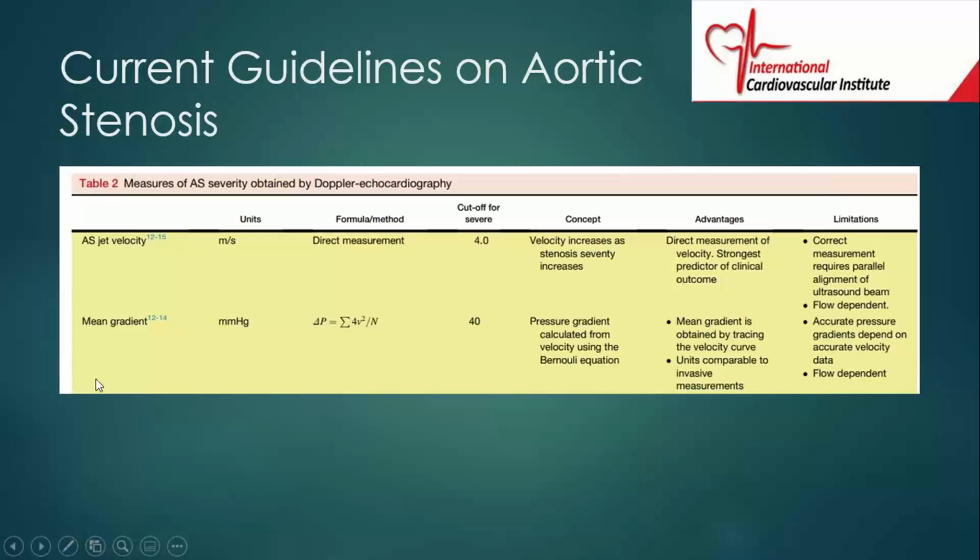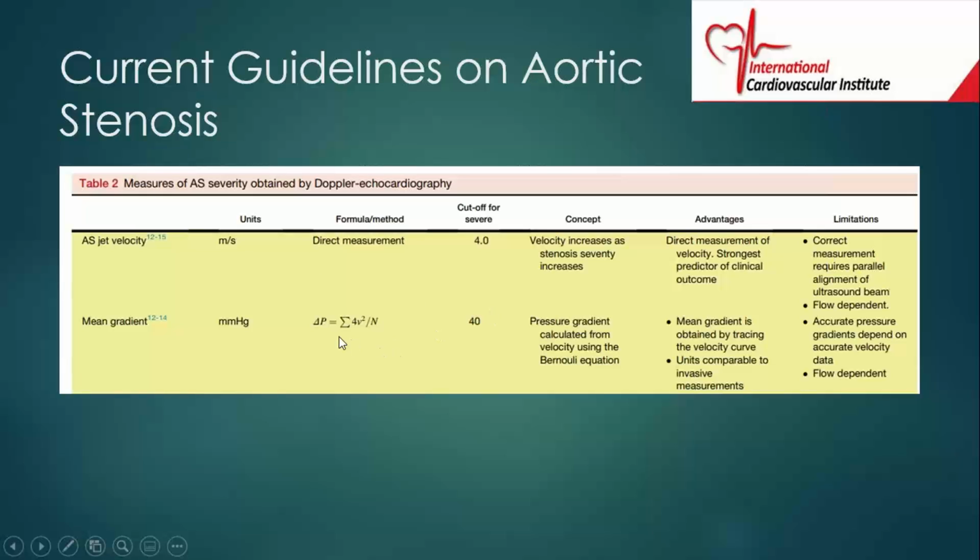Then we look at the gradient and the mean gradient, and as we explained in a previous lecture, we use the mean gradient because the peak gradient just occurs at one point in time, whereas the mean gradient is throughout all of systole. And the clinical picture is usually related to the mean gradient, and the mean gradient we use is 40.